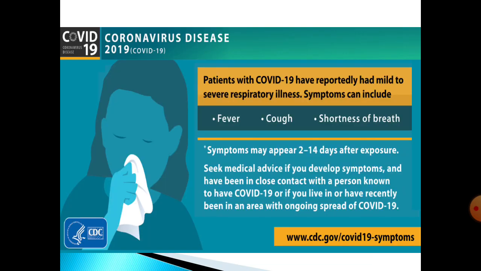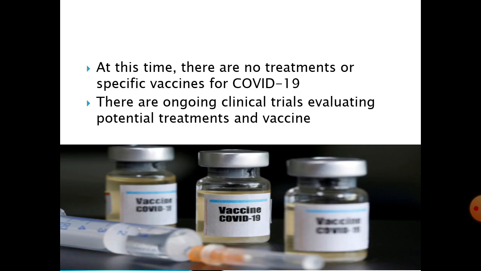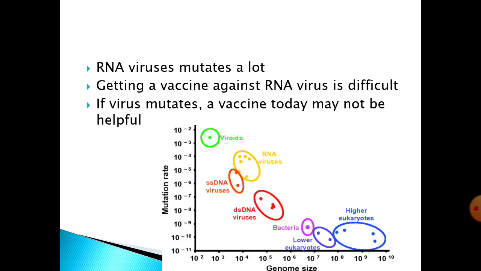Patients with COVID-19 have reportedly had mild to severe respiratory illness. Symptoms include fever, cough, and shortness of breath. At this time, there are no treatments or specific vaccines for COVID-19. There are ongoing clinical trials evaluating potential treatments and vaccines.